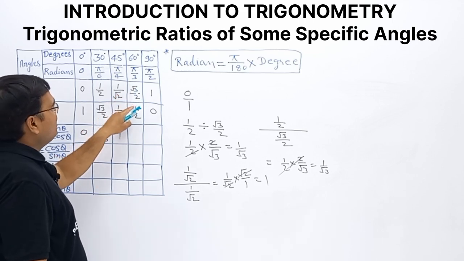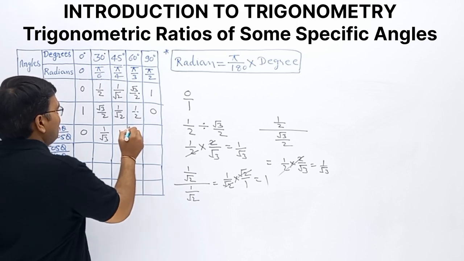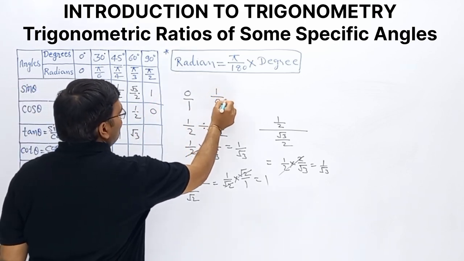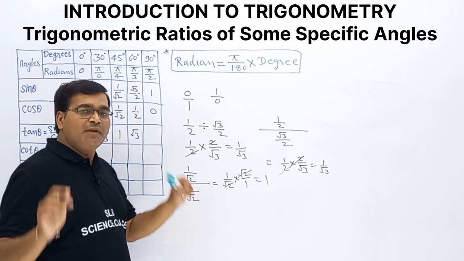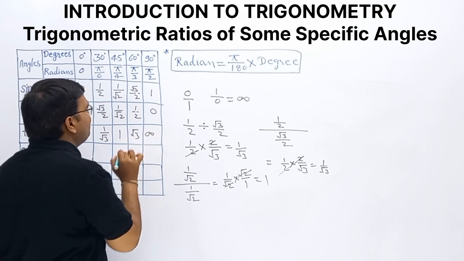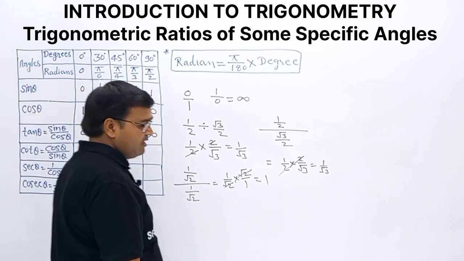Now divide, solve this one, 2 and 2 will be cancelled, only we are getting square root of 3 and its value will be what? 1 upon 0. 1 upon 0. Denominator is 0, numerator can be any value. The result will be not defined, and we are getting infinity.